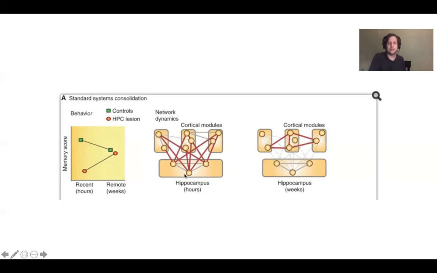And these red lines basically represent pathways, interactions between these different brain regions when you are retrieving a memory. In this one right here, it says hours. This means this is what the brain is thought to look like when you're retrieving a freshly formed long-term memory. So within a day or two of forming a long-term memory, the hippocampus is highly active.